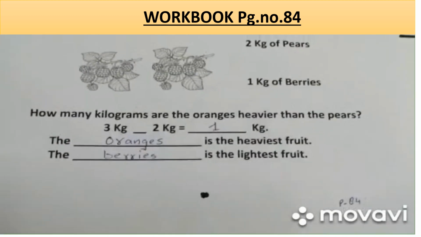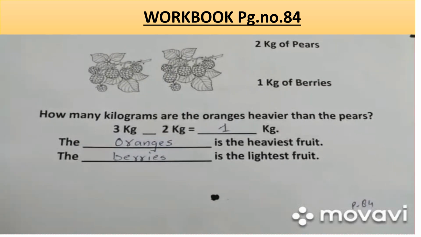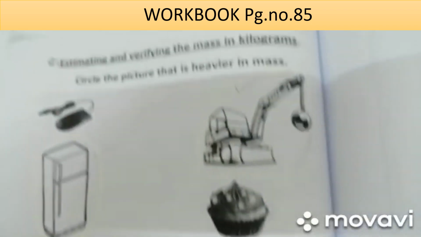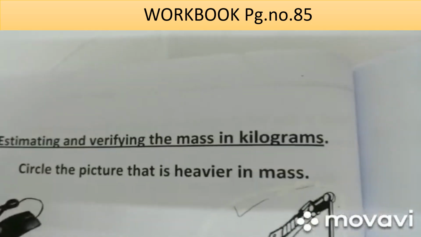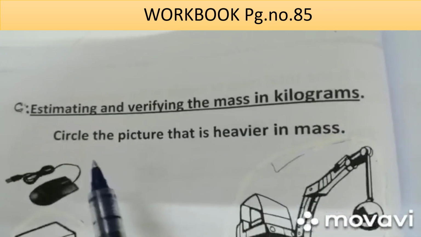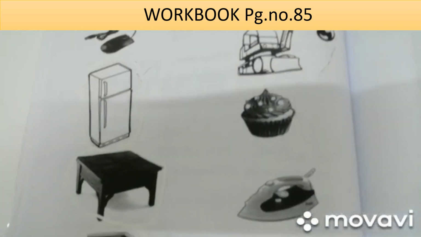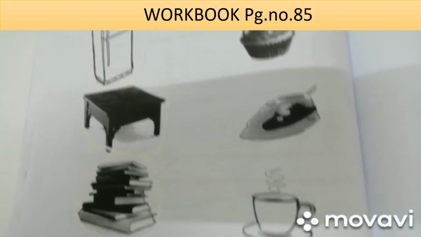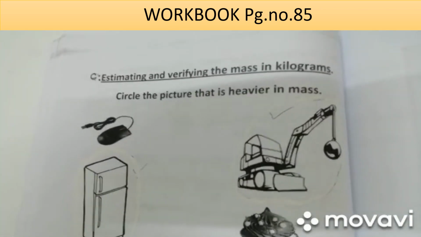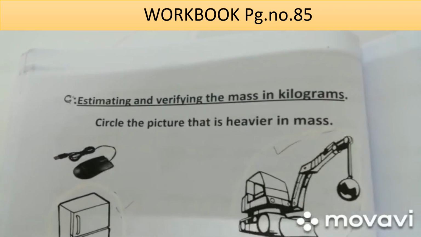Now, we will do another page, page number 85. Now dear, you will turn to your page number 85. So let us start. See, what is this? Estimating and verifying the mass in kilograms. Circle the picture that is heavier in mass. See, there are some pictures here. So you have to estimate, you have to guess which one is heavy out of these pictures. And you have to circle the picture which is heavy in mass.